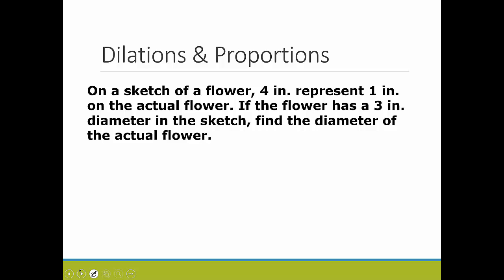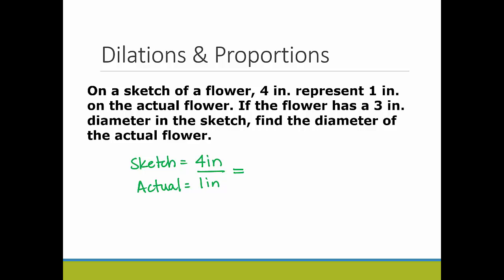On a sketch of a flower, 4 inches represents 1 inch on the actual flower. If the flower has a 3-inch diameter in the sketch, find the diameter of the actual flower. So we can talk about the different dimensions here. In my sketch, 4 inches is the same thing as 1 inch on the actual.